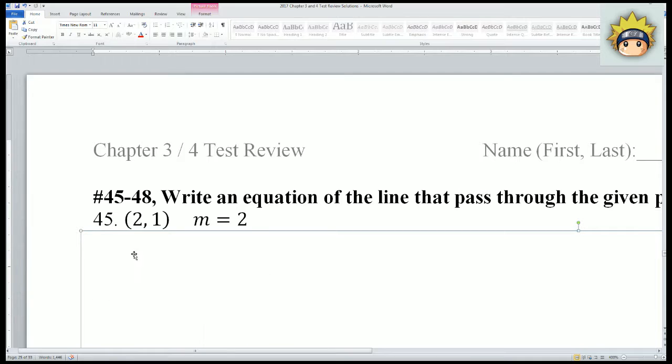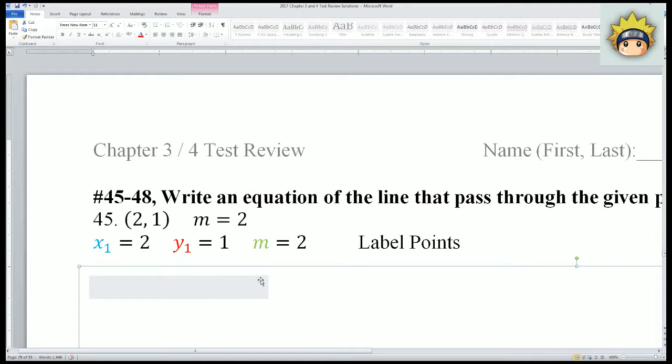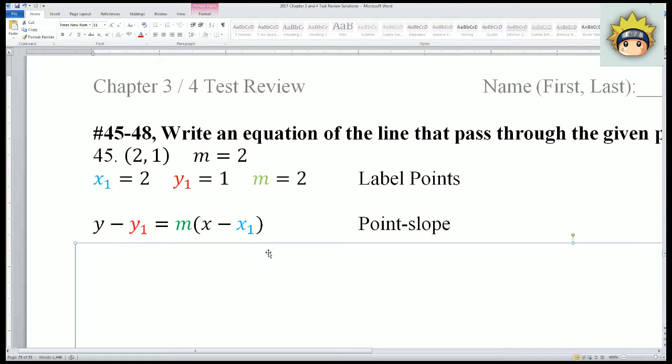What we are given here is 1 point and 1 slope. The equation that we're going to end up using has it in its name, point and slope. We're going to probably use the point slope equation. Alright, let's start this off by labeling our points. X1 is equal to 2, y1 is equal to 1, and m, which is the slope, is equal to 2. Okay, now I write my equation, which is the point slope form.